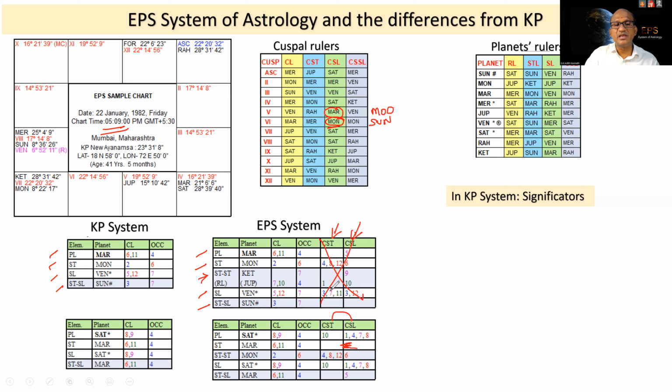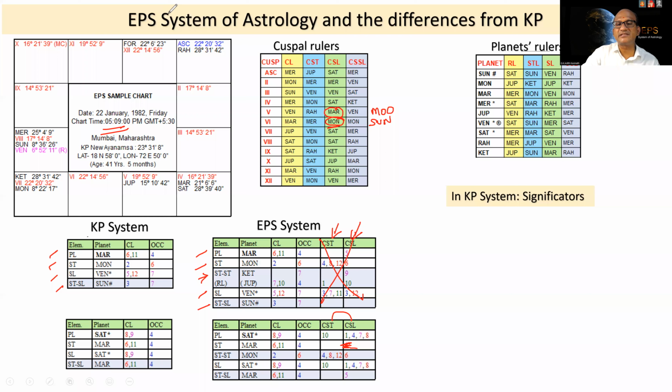Without these, if we take only this, it is going to be the same. Even if the minutes are different, the CL is going to be the same. The occupying house is also going to be the same. Then how to differentiate the signification of a person who was born at 5:09 and 5:07 or 5:11? How to differentiate what this Mars is going to give to each person? That is one point.